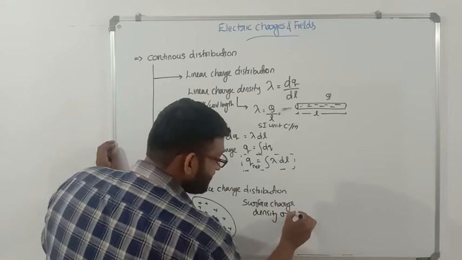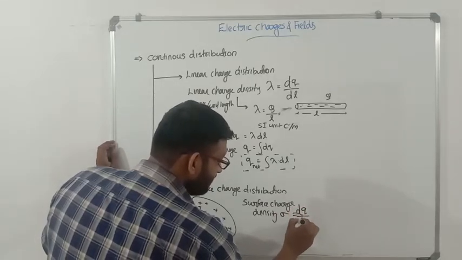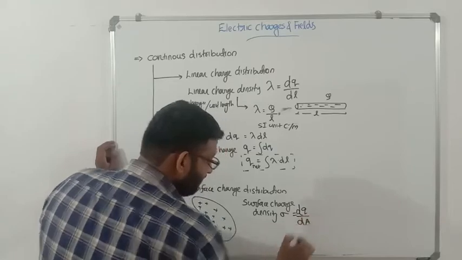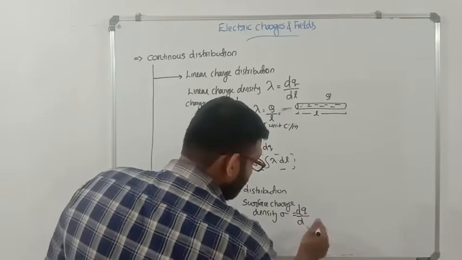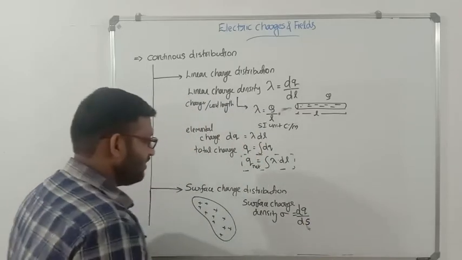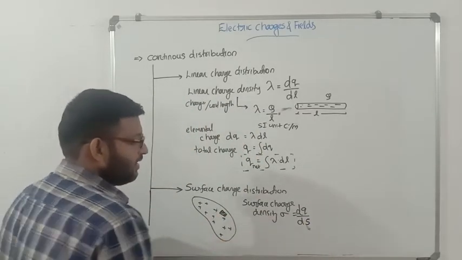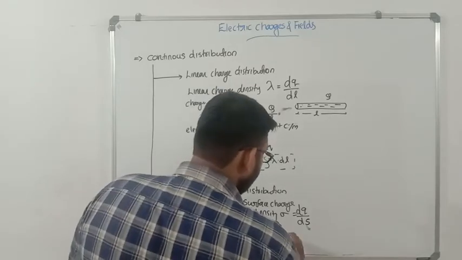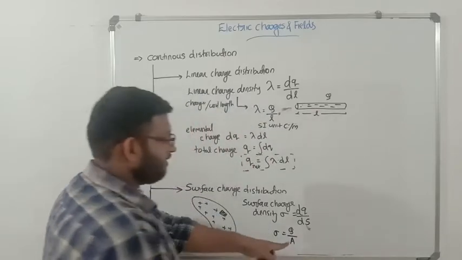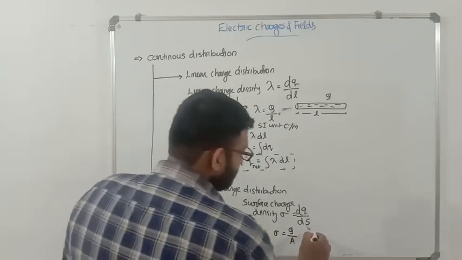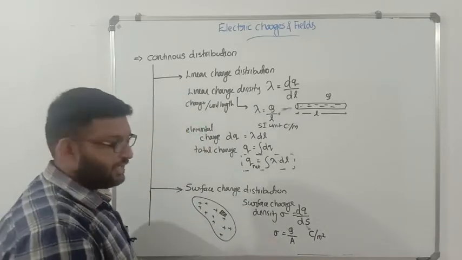We take it as sigma. It is nothing but the rate of change of charge on a surface with respect to area. Surface area can be written as ds, if you take a very small elemental area. So you can also write total charge divided by area of the surface. The SI unit is coulomb per meter square.